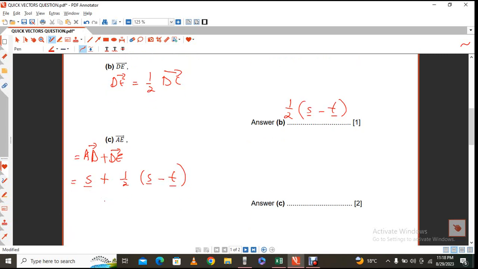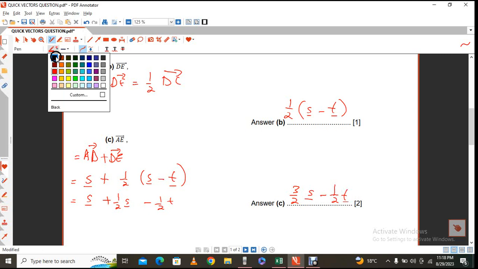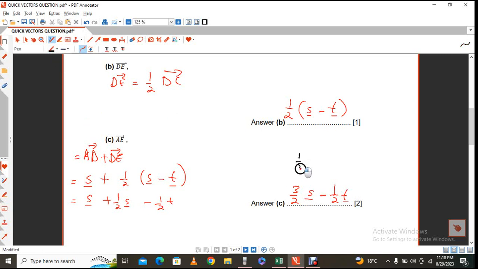Okay, no problem. So you have S plus a half of S minus a half of T. Now this is 1 plus a half, that's 1.5, which is the same as 3 over 2. So that is 3 over 2 of S minus a half of T. Another way you can also write this, if you want to, is to take out the half, and you have 3S minus T as a common factor. So any one of these methods will give you the same result.